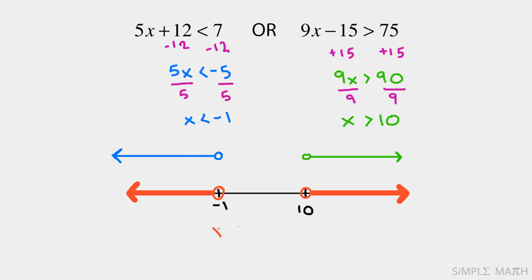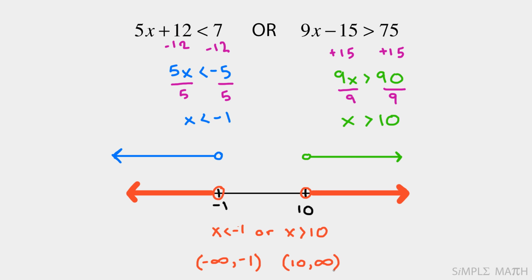We get x is less than -1 or x is greater than 10. And in interval notation, we'll also write each interval separately. First, for x is less than -1, we once again use negative infinity to show there's no lower bound, and then we have an upper bound of -1, and we write that with parentheses. Then for x is greater than 10, we write our lower bound of 10 with parentheses, and then we use positive infinity to show there's no upper bound.